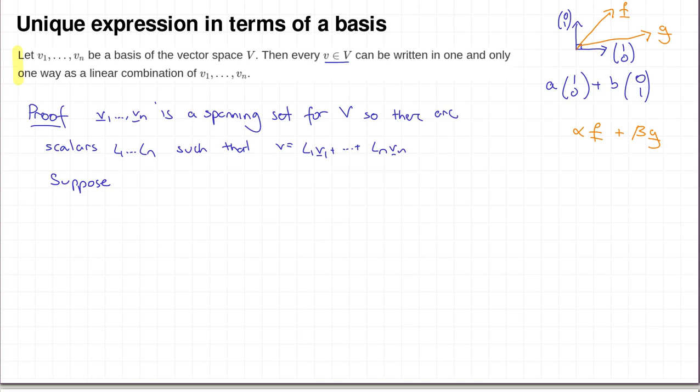So let's suppose we have two representations for v as a linear combination of our basis v1 up to vn. Our first representation was L1 v1 plus L2 v2 up to Ln vn. Let's suppose we have another representation of this as a linear combination of v1 up to vn. This time we will call the scalars m1 up to mn. Then what we must show is that actually L1 is equal to m1 and L2 is equal to m2, and so on.